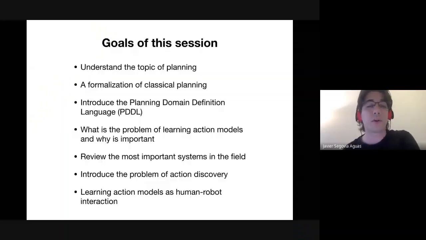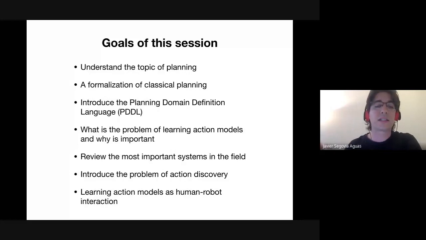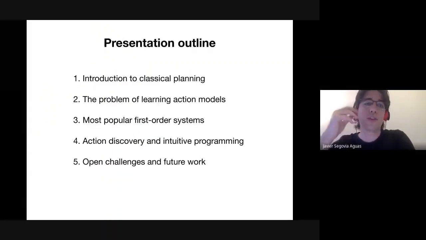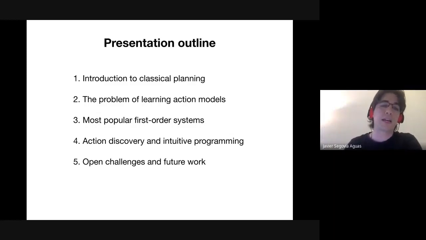Furthermore, we will introduce also the problem of action discovery, that is a problem that we have been working on here at IRI for a year, and how these systems can use interaction. So this is the presentation outline to achieve these goals, these 5 topics: introduction to classical planning, this problem, the most popular systems, the action discovery and intuitive programming, open challenges, and future work.